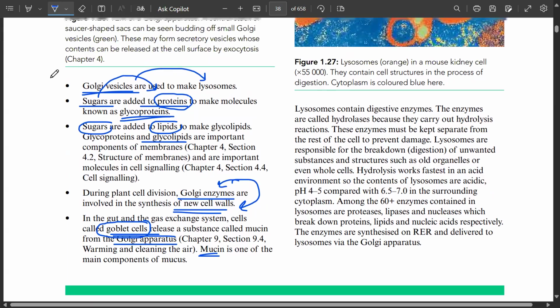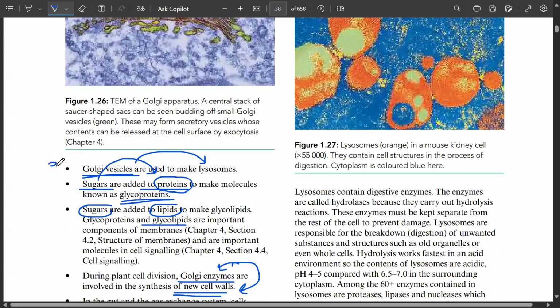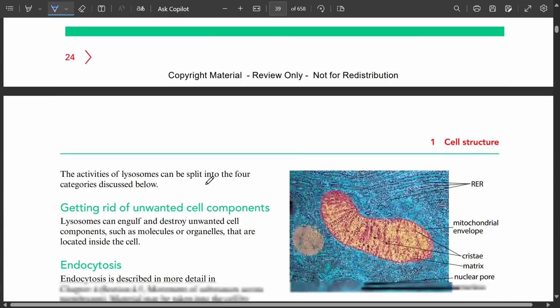So function one, processing and modification of protein. Function two, transportation of modified protein. Number 3, production of lysosomes. Number 4, making glycoproteins. Number 5, making glycolipids. What are glycoproteins, glycolipids? Chapter number 4, cell membrane. They are all part of the cell membrane. Then Golgi enzymes and mucin protein, which is needed for the mucus inside the goblet cells. Clear?